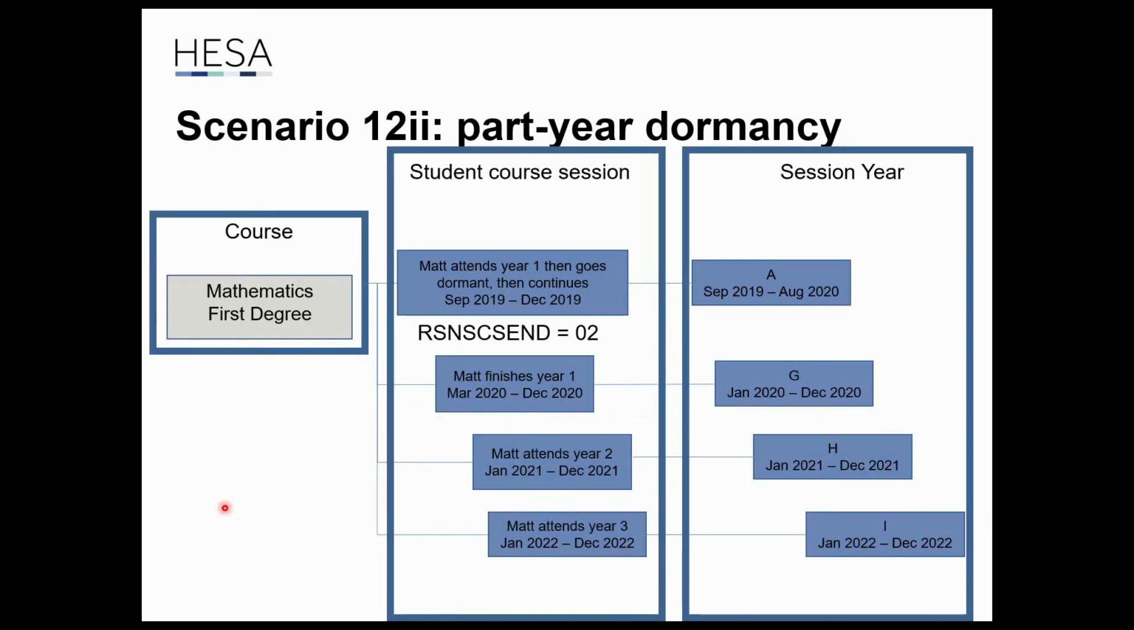So in terms of what his data looks like, he's starting off with a student course session. So he starts off and then goes dormant. So again, the student course session 02 is interrupted. He then comes back later on and he's moved here. You can see on the session year, he's moved to the January cohort now. So we can tell he's missed the beginning bit again, because he's already done that up here in the student course session. And then he carries on with the January cohorts, and years 2 and 3 kind of match up as normal.